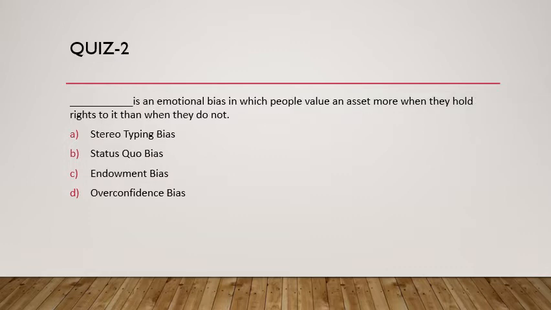Now let me move to the second question, which is a fill in the blank, and it says it is an emotional bias in which people value an asset more when they hold rights to it than when they do not. So it's like, since I am having assets, I would value it more. This is called the endowment bias, and that's why we have answer C here. Let me move quickly to the third question.